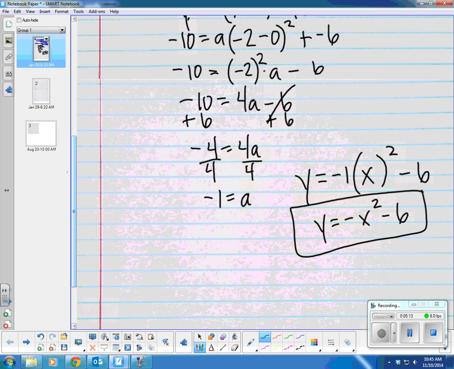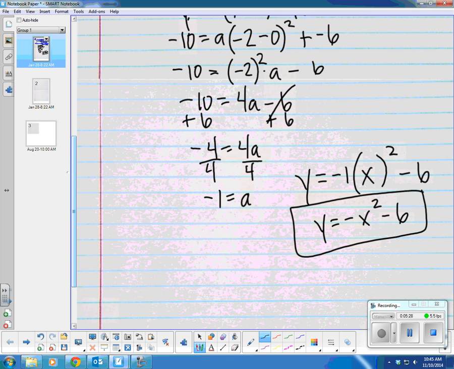Yep, leave it y and x when you write your final answer, because you're writing the equation of the parabola. So you want y and x in there. We plugged in an x and y to find out what a is. Once we know what a is, then we can write the equation of the parabola.